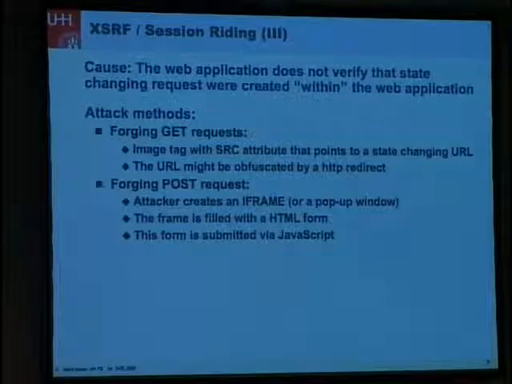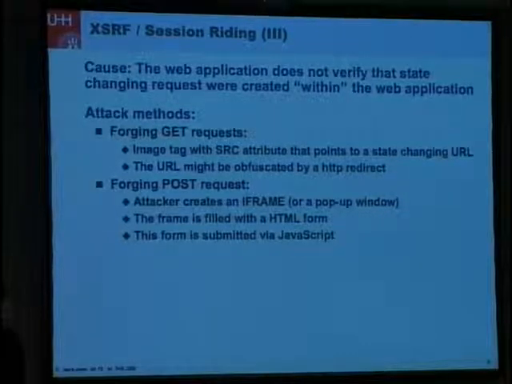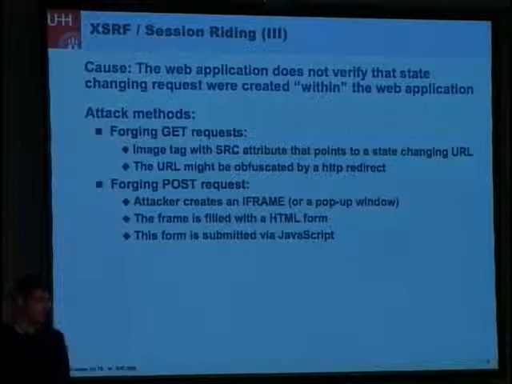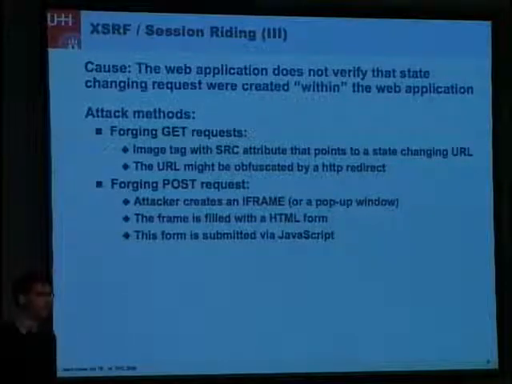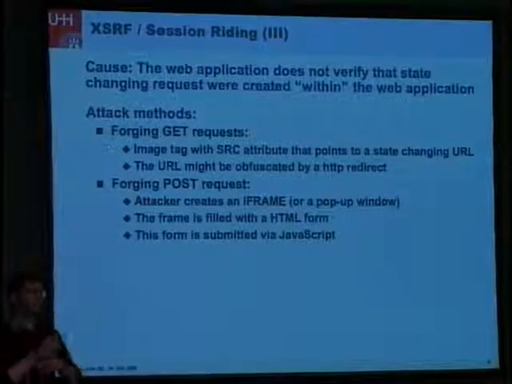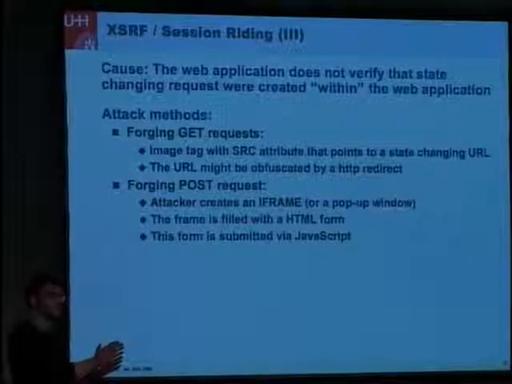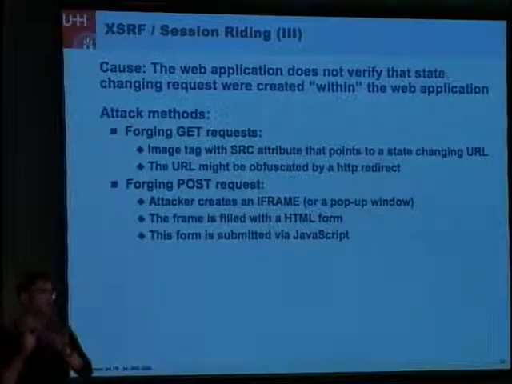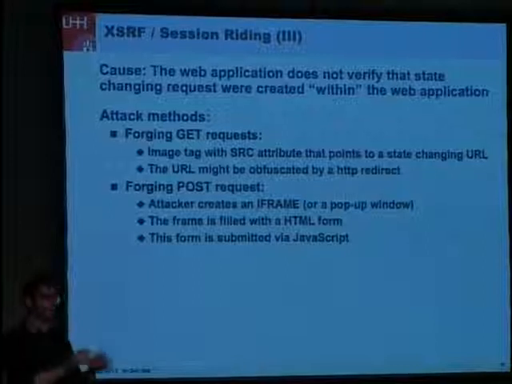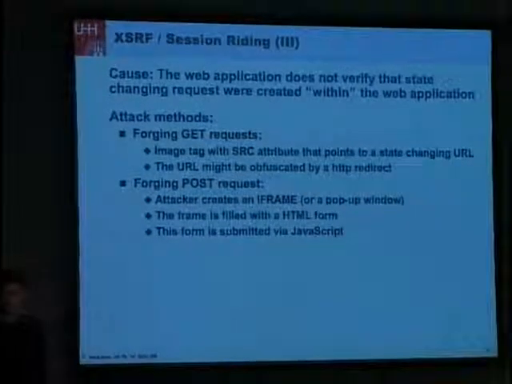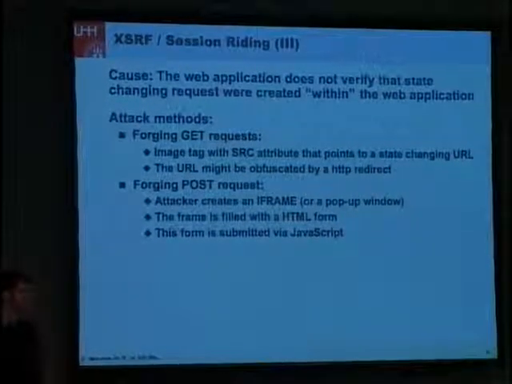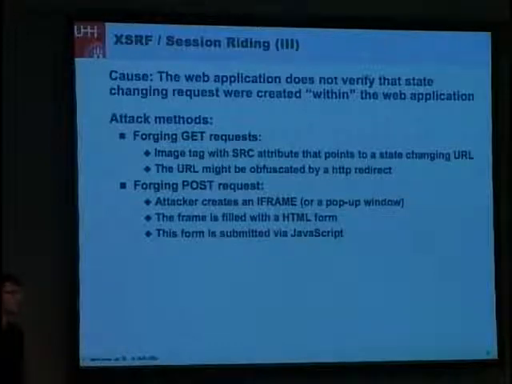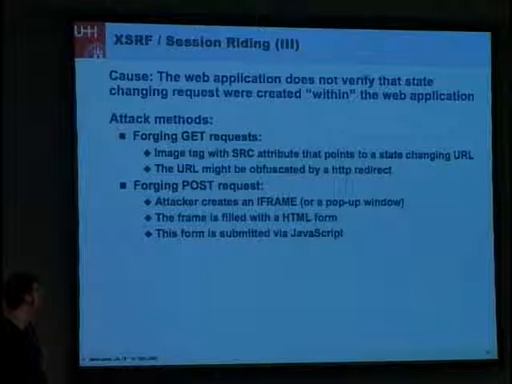What is the cause? The cause of cross-site request forgery is that the web application fails to verify that the request that needs authorization was created within the application. So it has the origin in the application, and it has the goal in the application, or the target. In cross-site request forgery, we have a cross-site request, and it's forged because it's invisible. So the name actually tells everything.